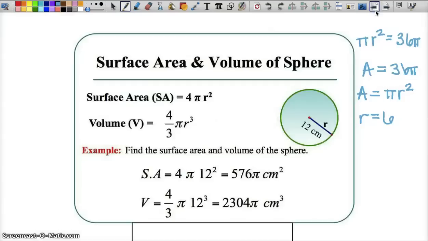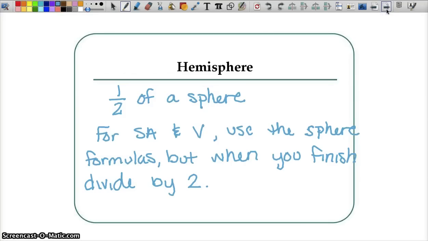So if we come back here real quick, if we only wanted the surface area of a hemisphere, we would take this and divide it by 2. Same with the volume, divide it by 2. So you're going to use all the same formulas, just cut it in half. So it just depends on what shape you have. Okay? So that's it. This is it for the new stuff.